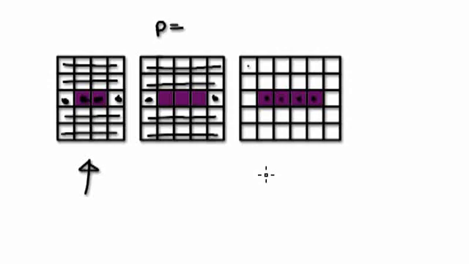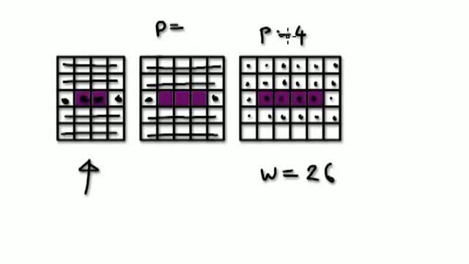Well, let's say W is the number of white tiles. So the number of white tiles our company would need would be 1, 2, 3, 4, 5, 6, 7, 8, up to 20, 26. So if P equals 4, then W must be 26.